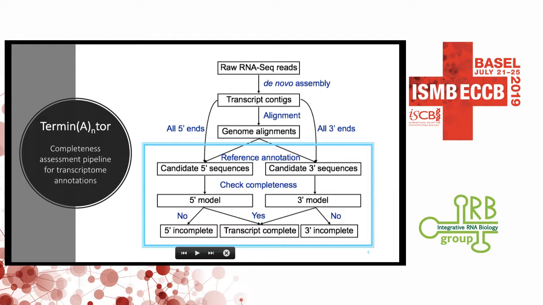And then starting from the transcript contigs, if you have a reference genome, you can align them back to the reference genome, so you'll have extra information. If you don't, we'll simply take all the 5' ends and 3' ends of the transcript contigs. Those sequences will be our candidate sequences containing potential TSS and potential poly-A sites. Then they will be fed into our deep learning model to determine if those sequences actually contain a TSS or poly-A site. If both of them are yes, then this transcript is complete.